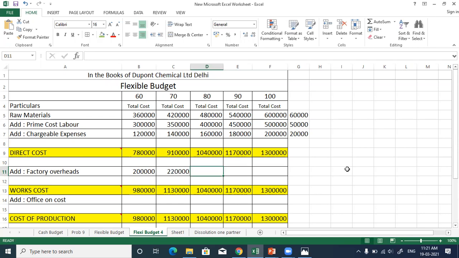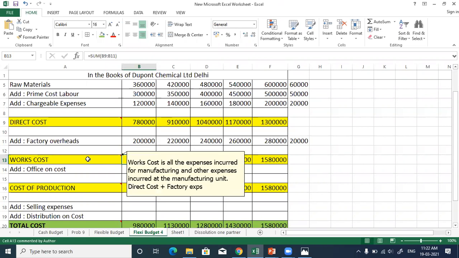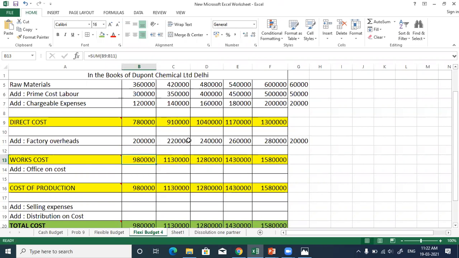This will become then 2,40,000 and this will become 2,60,000 and this will become 2,80,000. So this is the 20,000 increase at every 10% level of increase in capacity. So your works cost is what? 7,80,000 plus 2 lakhs is equal to 9,80,000. Works cost is equal to direct cost plus factory overheads. So direct cost 9 lakh plus 2,20,000, it is 11,30,000. So this is how we have arrived at works cost.